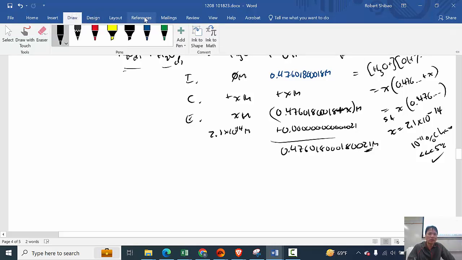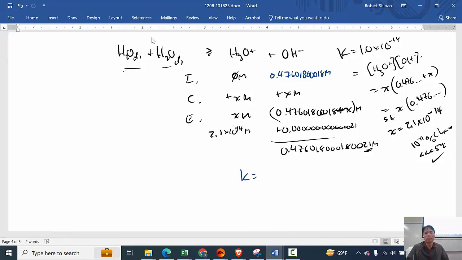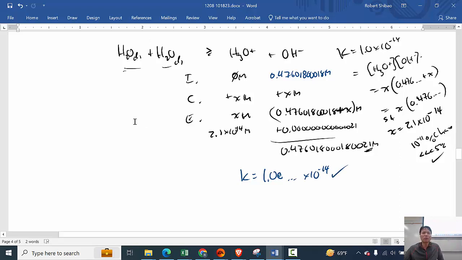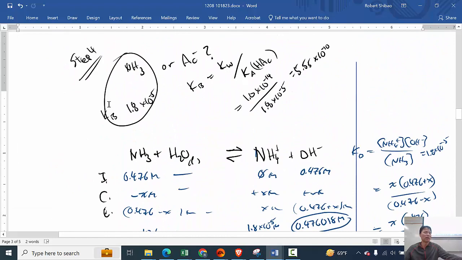Let's double check our calculations by calculating K. Times 0.476018000018002. And it comes out to 1.00 dot dot dot times 10 to the negative 14. This is right. All right, once we get to KW, that's the end. There's nothing left.